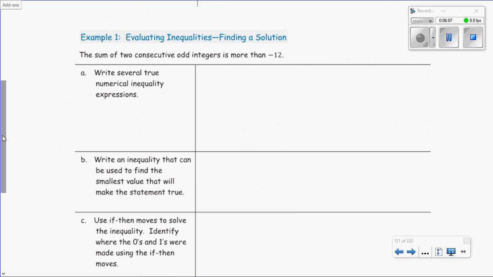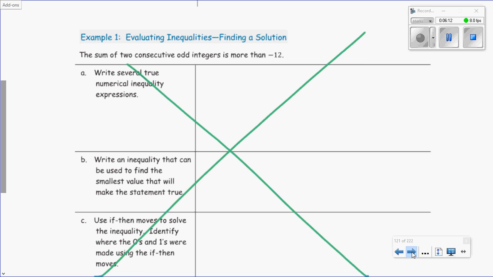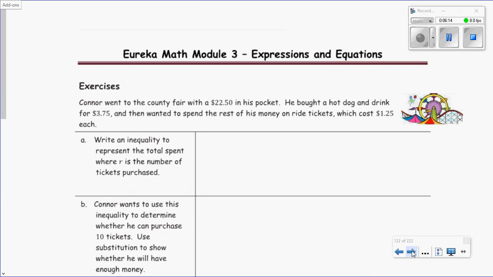Okay, we're actually going to skip example 1. And then on page 104, we're going to talk about Connor going to the county fair. He has $22.50 in his pocket. Make sure you're marking the text. He bought a hot dog and a drink for $3.75. Well, it doesn't say, it just says a hot dog and a drink. It doesn't tell me how much each one is, but it's telling me together the hot dog and drink is $3.75. Then he wants to spend the rest of his money on ride tickets, which cost $1.25 each.